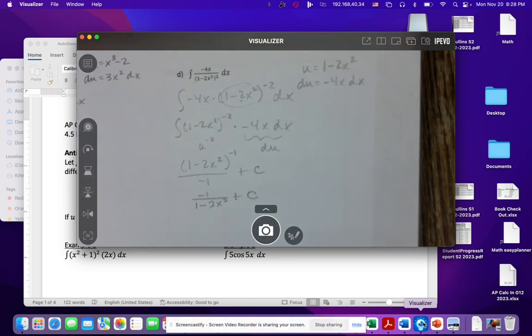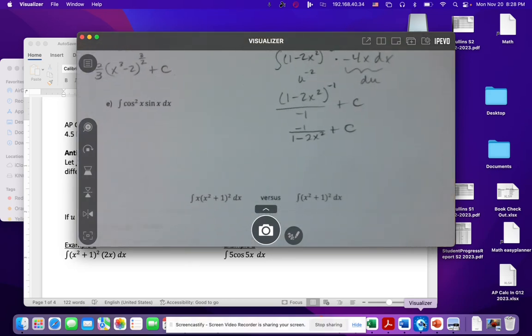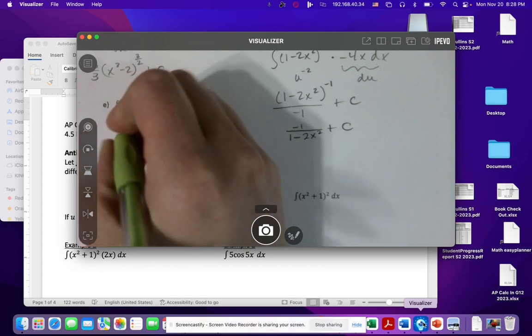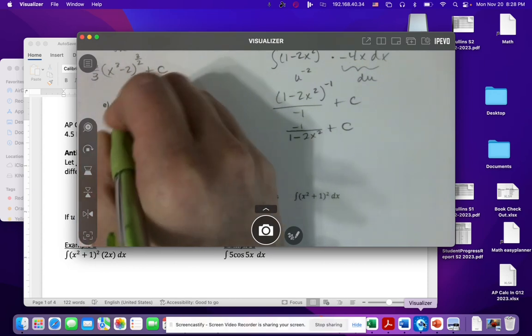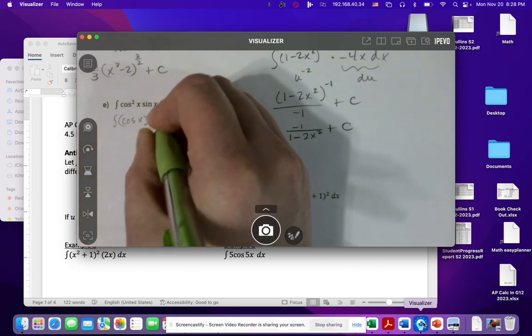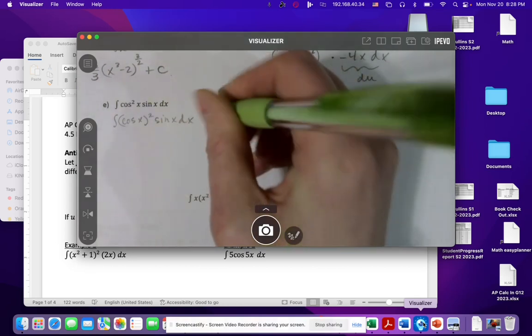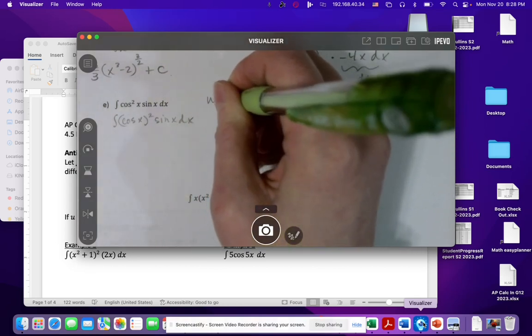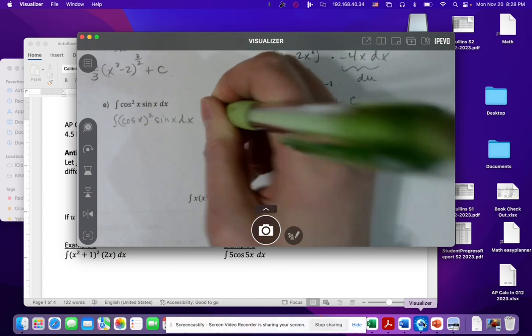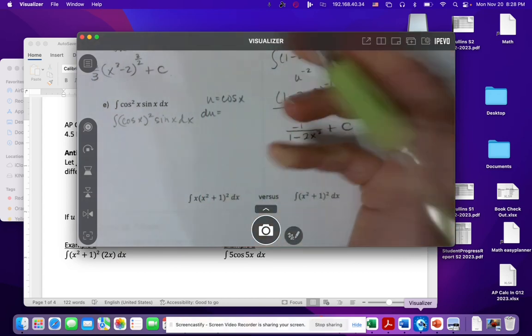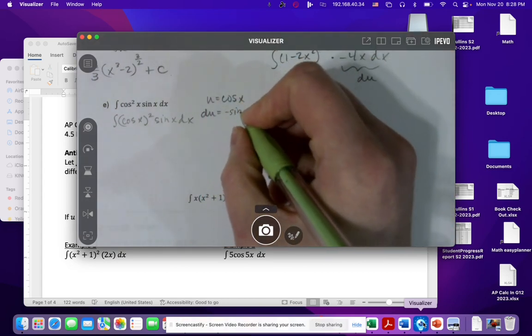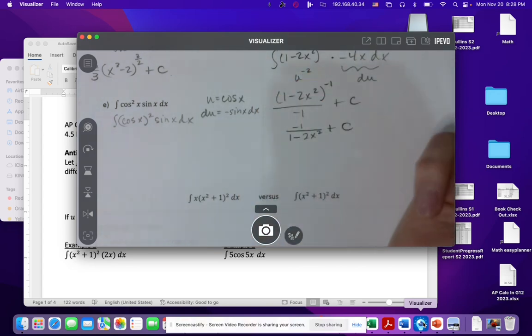Couple more problems. So let's look at this one. Where is my u? Well, let's remember, first of all, that this is the cosine of x, and then squared, and then sine x dx. So let's let u equal cosine x. And then our du would be a negative sine x dx. All right, so I need to add a negative in here.